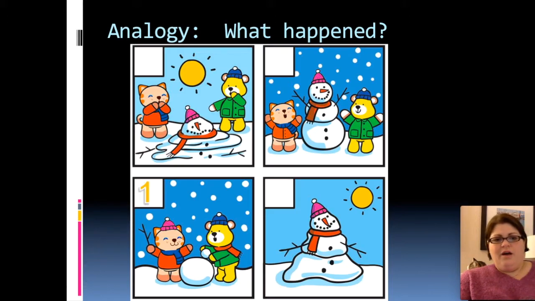first one are the characters making a snowball. The next one is the snowman completed. The next one is the sun coming out and getting warmer and the snowman starting to melt a little bit. And the last one is the snowman melting. We know that not because we observed all of that happening in real time, but we understand how snow works and snowmen are built, and we can infer that that was the sequence of events.